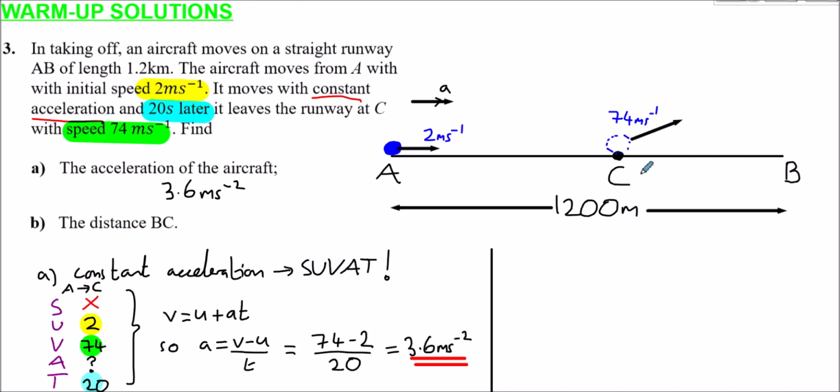So between C and B, we're not told any information. After C, the aircraft has left the runway, so we can't really know anything for definite between C and B. So what we're going to need to do is work out the distance from A to C and then subtract that distance from AB. So for part B, again we can apply the SUVAT formulae.